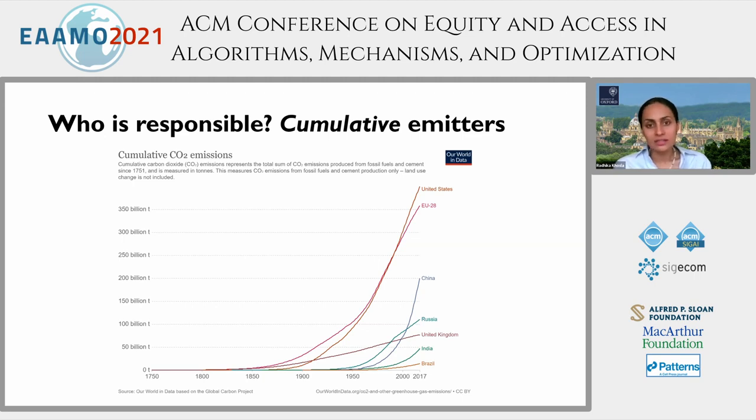So it's agnostic to when it was put into the environment, whether it was put into the environment yesterday or 150 years ago, it is still producing the same warming. So cumulative emissions, therefore, are really important from a climate perspective. And if we look at who is responsible for putting the most carbon dioxide into the atmosphere, we see a very different set of countries emerge. The United States comes up front, then the EU, China, Russia, United Kingdom, and then countries like India and Brazil are much lower down on that list.